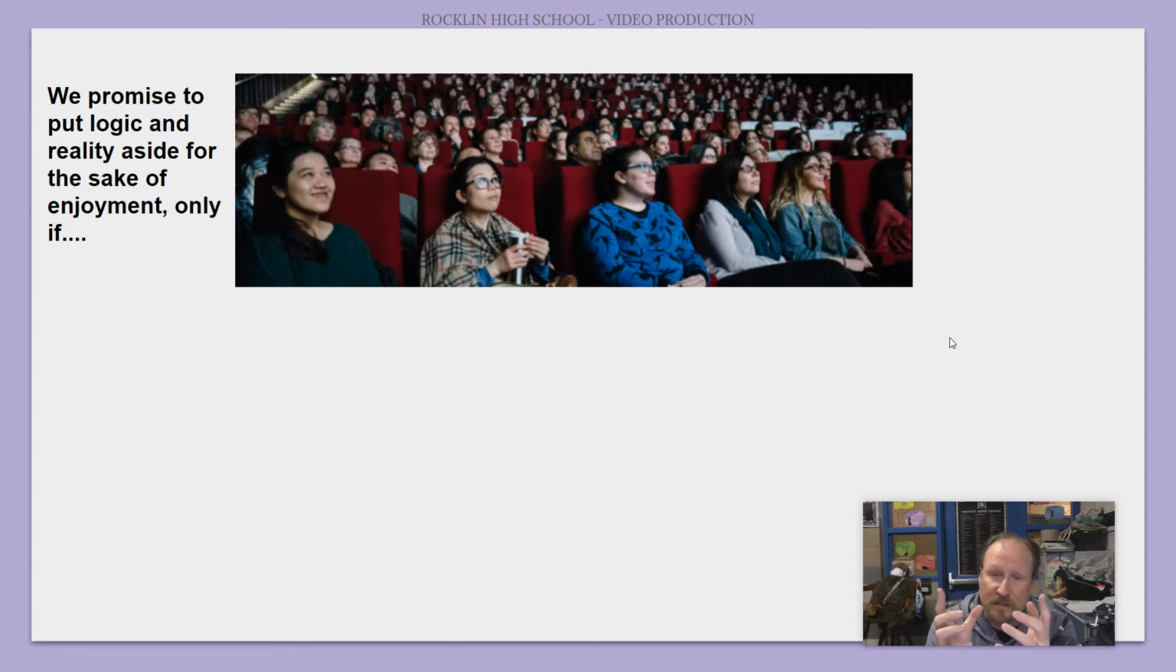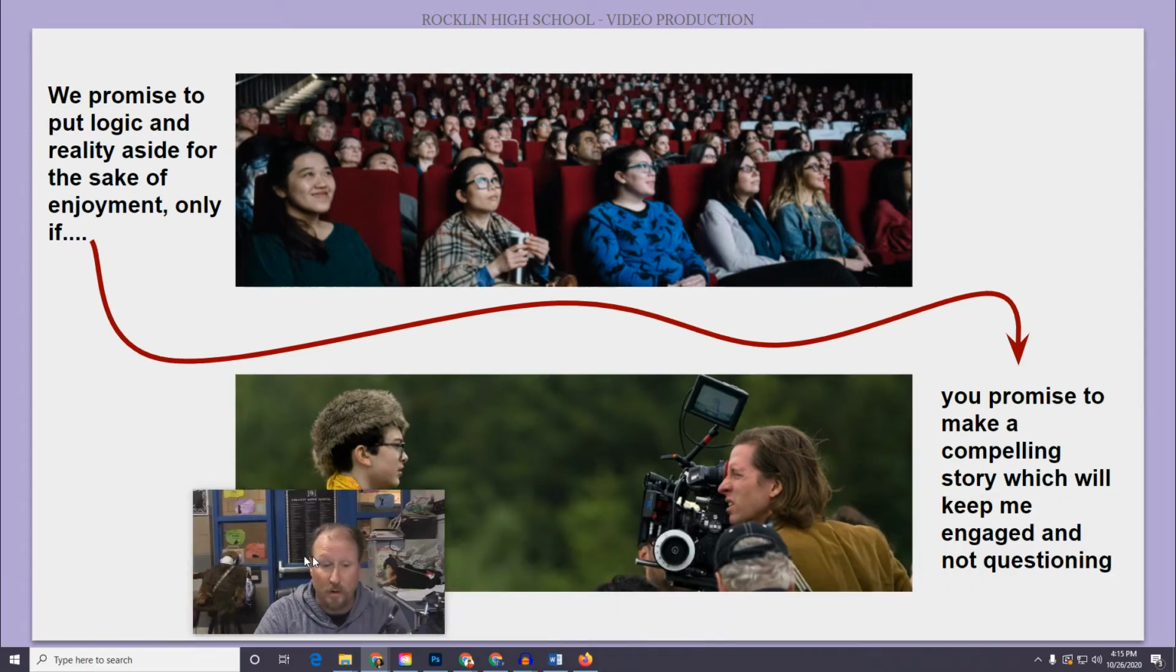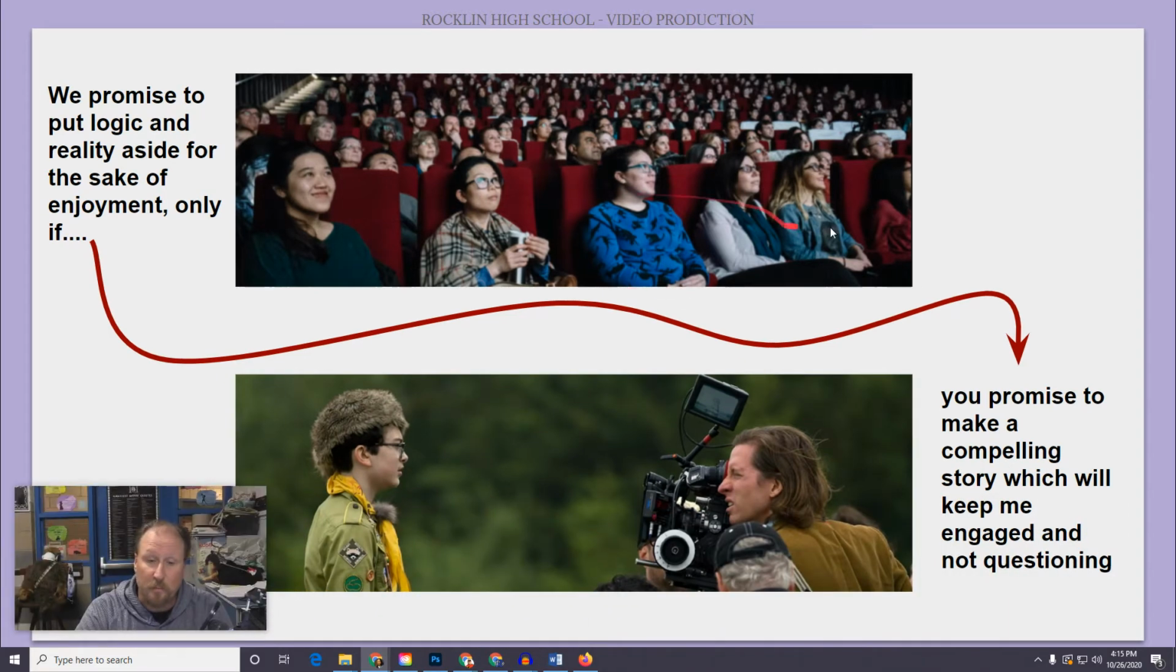So here, the suspension of disbelief is important because here's a promise between that group, the audience, us. We promise to set aside the idea of logic and reality because I want to enjoy this. Now, this can only happen if one thing happens. The other party needs to do something. And who's that other party? The other party is the filmmakers, who promise to make a compelling story that's going to keep me engaged and not going to make me question the world that they're creating.